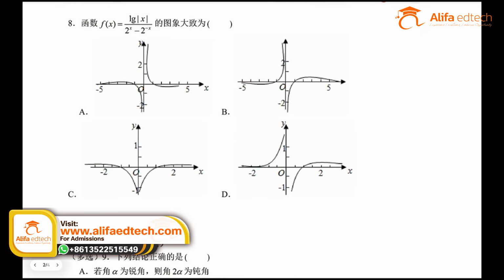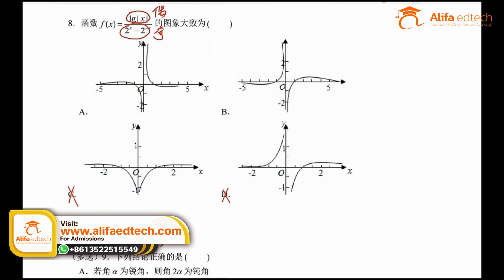One is the domain, another is the parity, and also the function value. So we know that the absolute value of log x, the numerator, is what kind of function? An even function. The denominator, which you are required to remember, is what kind of function? An odd function. An even function divided by an odd function results in an odd function. Since it's an odd function, we can directly eliminate option C. If we take a closer look, we'll find that option D is also incorrect.